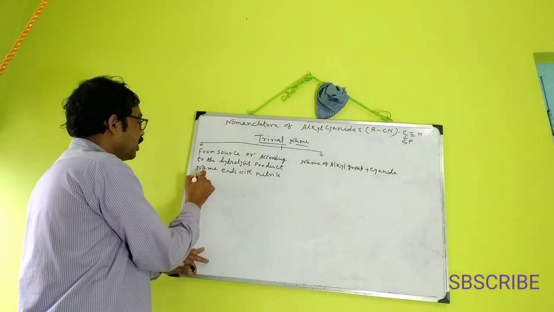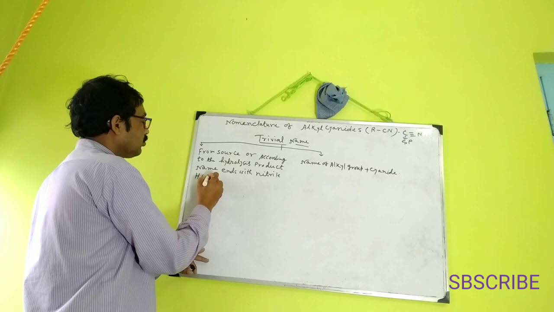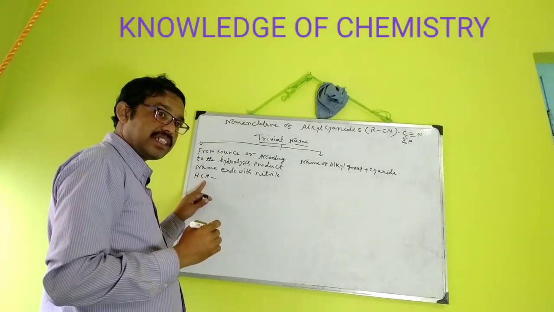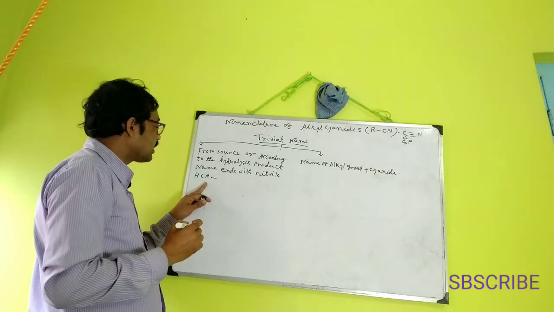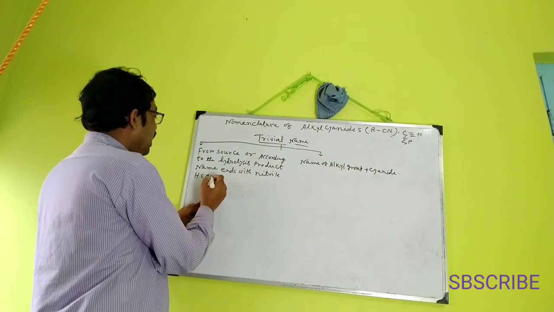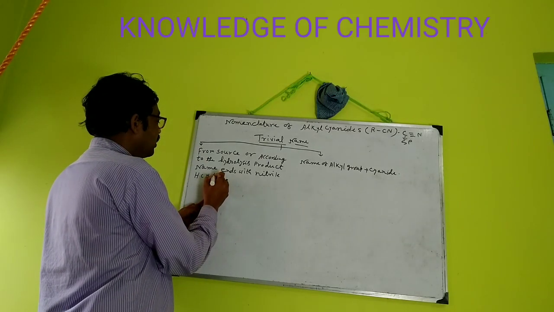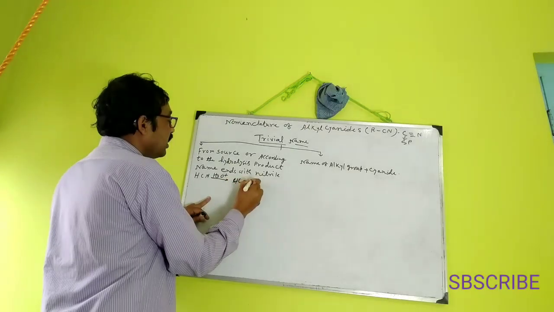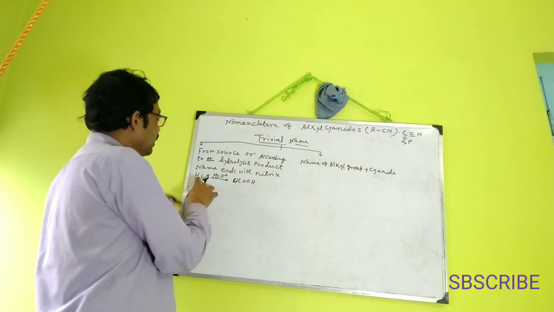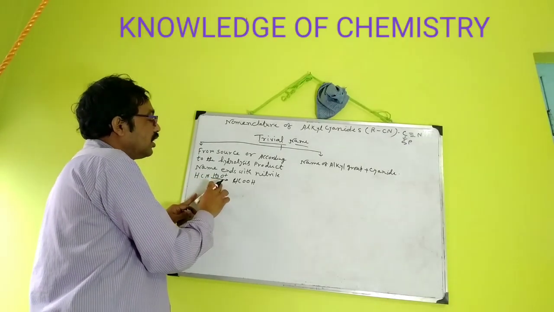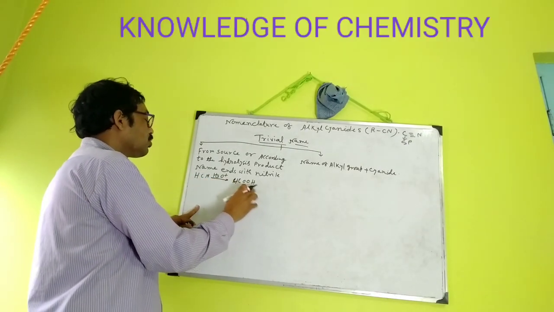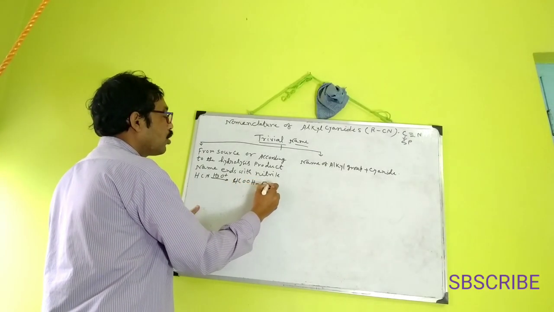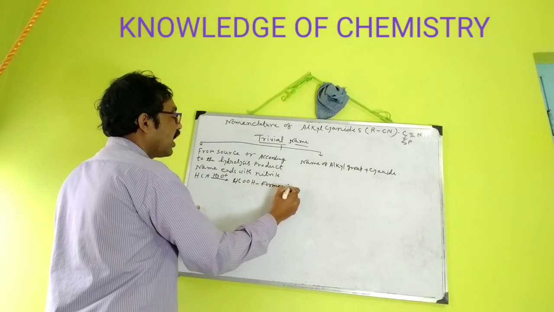As for example, HCN. Formic acid, HCOOH, is obtained by the hydrolysis of it. If you hydrolyze HCN by acid solution, then formic acid is obtained. So its name will be formonitrile.